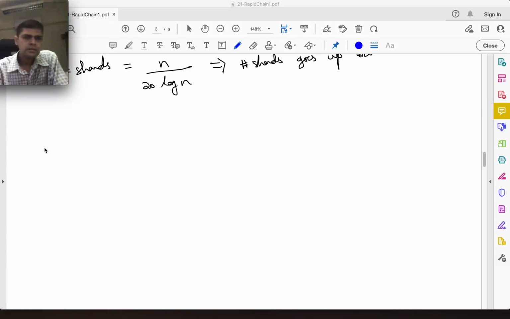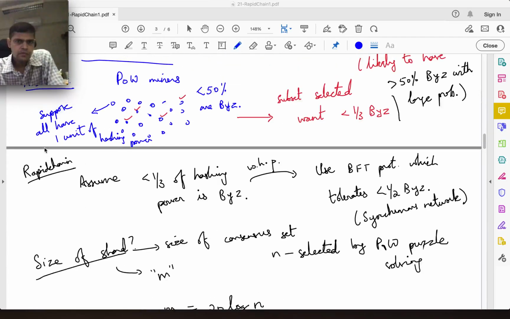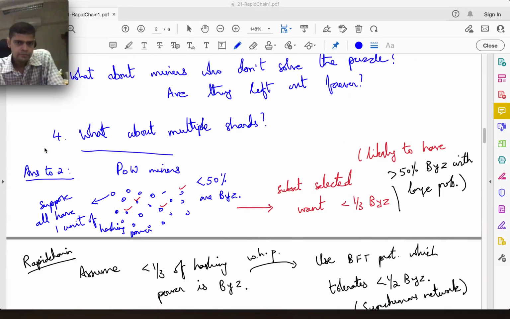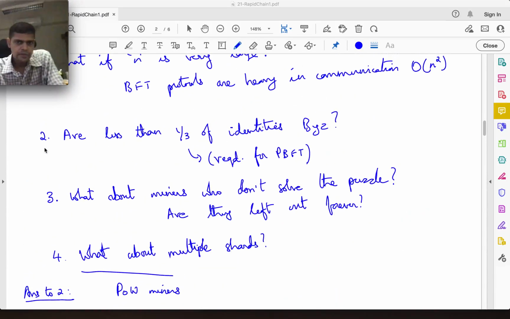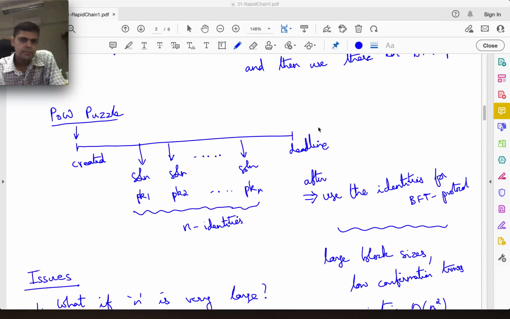We'll continue our discussion of RapidChain. So last time we said that we use proof of work followed by PBFT. Sorry, not PBFT, but a BFT protocol. And the advantage of the BFT protocol is that you can have larger block sizes. You don't have to worry about things like forking, right?